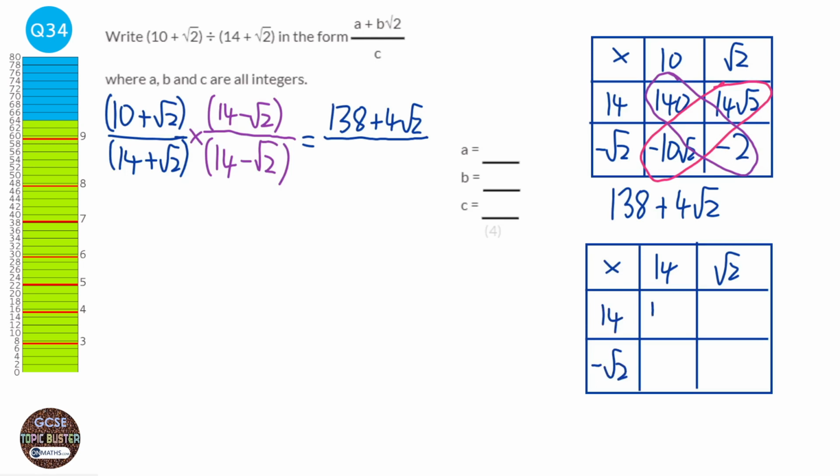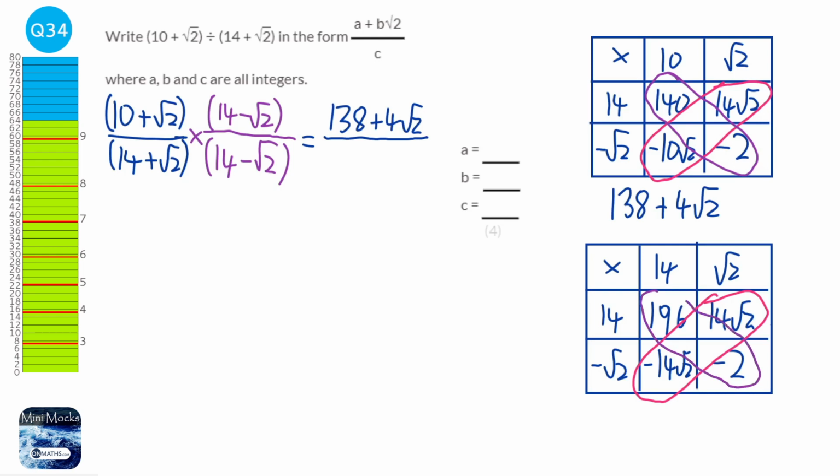So 14 times 14 is 196, 14 root 2 minus 14 root 2, and then minus 2. So you can see here now there's a 14 root 2 plus minus a 14 root 2. Let's just cancel each other out to 0. So we get rid of the third. And then 196 take away 2, which is 194. So we've got 194 at the bottom.